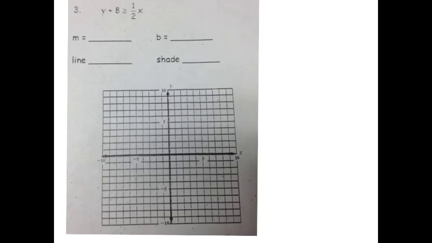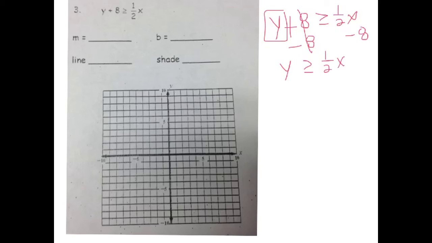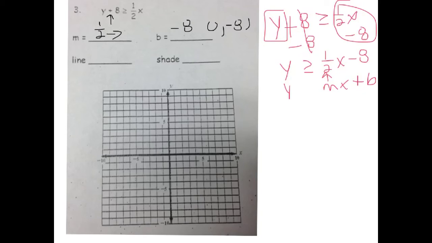Okay. Number 3 here. Needs some work to get it into y equals. So y plus 8 greater than or equal to 1/2 x. I'm trying to get y by itself, so I'm going to minus 8 from both sides. That cancels. I get y is greater than or equal to 1/2 x minus 8, because these two cannot be combined. Okay, that is solved. Here's my y equals mx plus b. So there's my m. 1/2, which means up 1, right 2. And my b is -8, or 0, comma, -8.